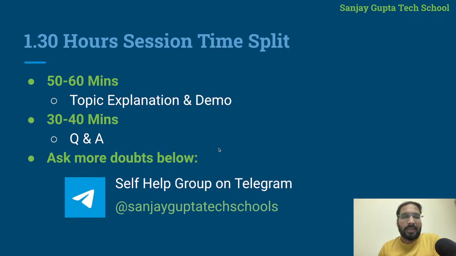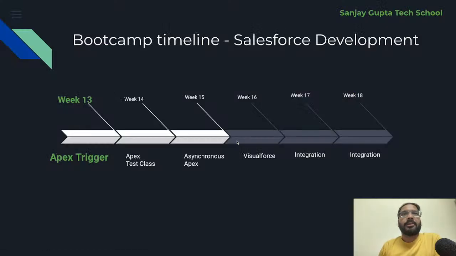If you have not connected, then you can just join, and you can see the new development bootcamp timeline. So this is for the next 6 weeks, right? 12 weeks we have already completed. In the first 6 weeks, I completed all the admin related stuff. Then in the next 6 weeks, I completed Flow, Apex, and Trigger. And in these 6 weeks, you can see I will be completing Apex Trigger, Apex Test Class, Asynchronous Apex, Visualforce, and 2 weeks are dedicated to integration.